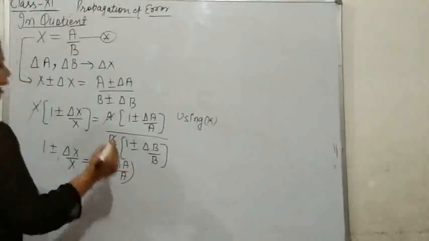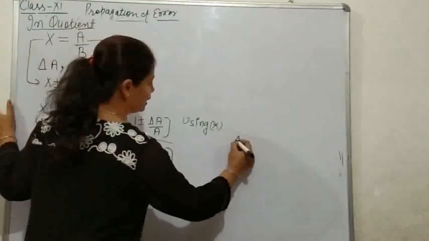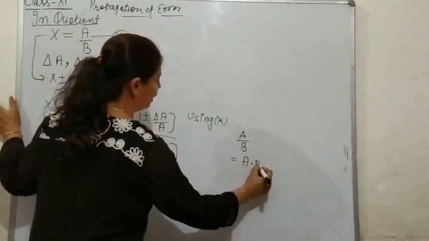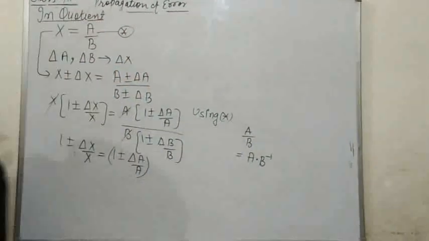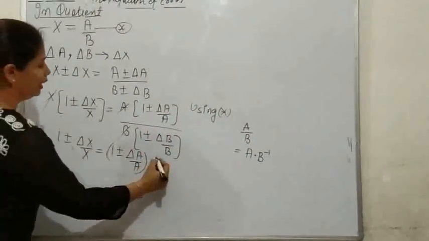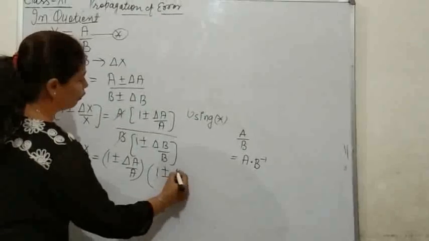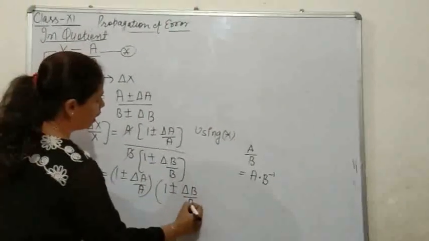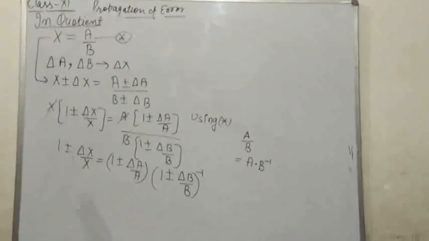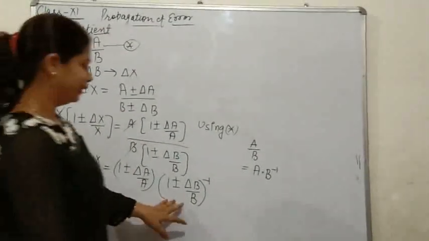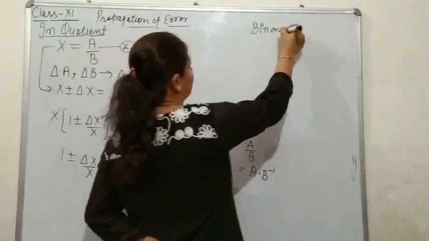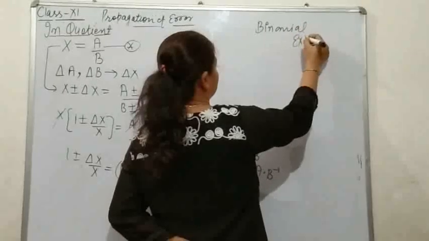As you have learnt in your lower classes, a by b can be written as a into b raised to the power minus 1. In a similar manner, I am changing this denominator to the numerator by taking power minus 1: 1 plus minus delta b upon b, raised to minus 1. Clear? You have to pay attention at this step, because there is a method, that is the binomial expression.